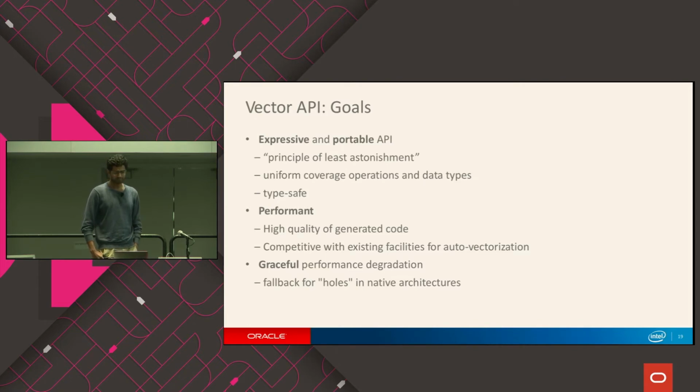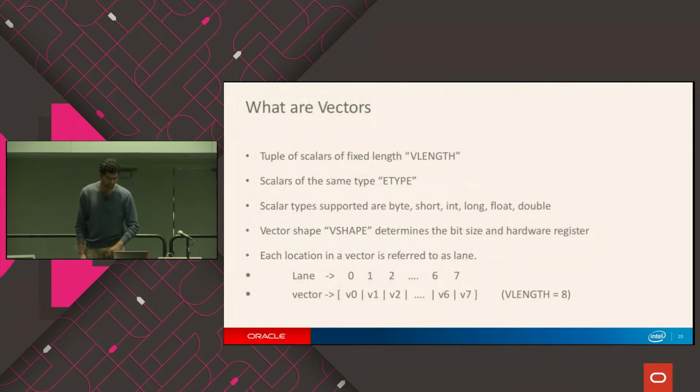The second is performant. So whenever there is hardware support for a particular instruction, our API should guarantee that the compiler would actually generate the right vector instructions and use them. The third one is graceful performance degradation. What this means is if you run your vector API on a platform which does not support that particular instruction or that particular vector length, the performance shouldn't degrade as much as compared to the scalar version. So those are the three goals which we keep in mind when we implement Vector API.